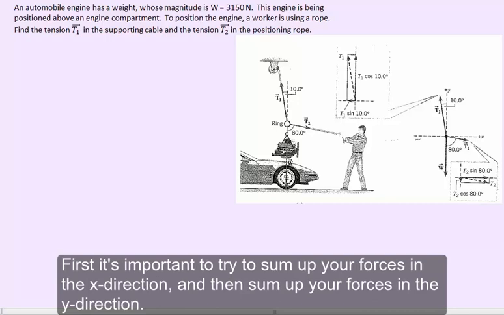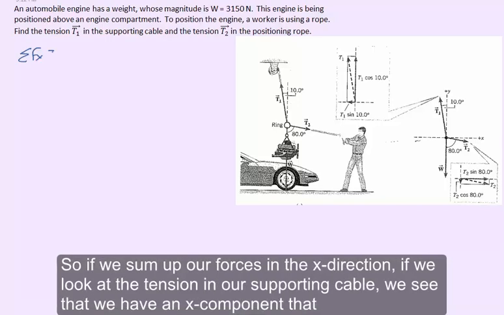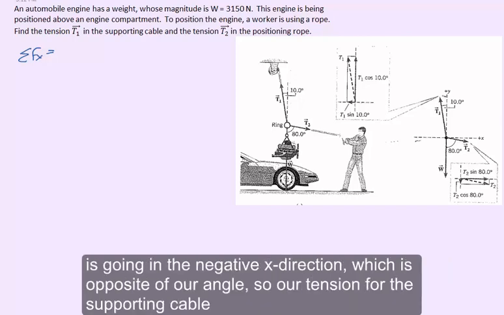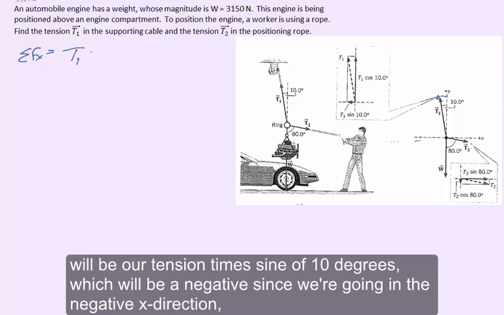First, it's important to try to sum up your forces in the x direction and then sum up your forces in the y direction. So if we sum up our forces in the x direction, if we look at the tension in our supporting cable, we see that we have an x component that is going in the negative x direction, which is opposite of our angle. So our tension for the supporting cable will be our tension times sine of 10 degrees, which will be a negative since we're going in the negative x direction.